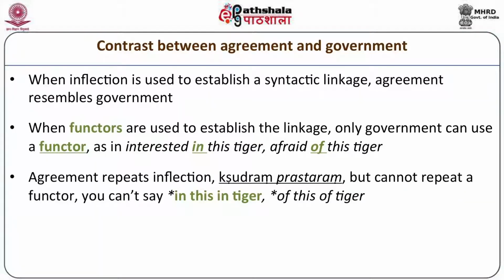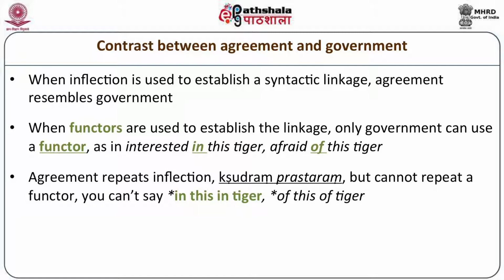What is the difference between a verbal head governing the case of its object and the noun head of those noun-adjective constructions or noun-demonstrative constructions having agreement between the noun and the dependent? There are these two syntactic linkages. Agreement as well as government are about inflectional features being controlled by a head. That is what they have in common.